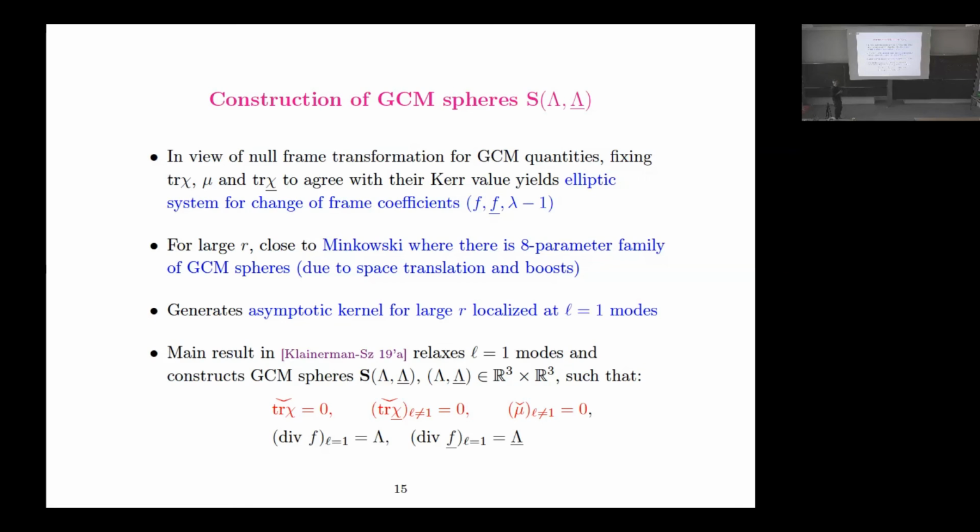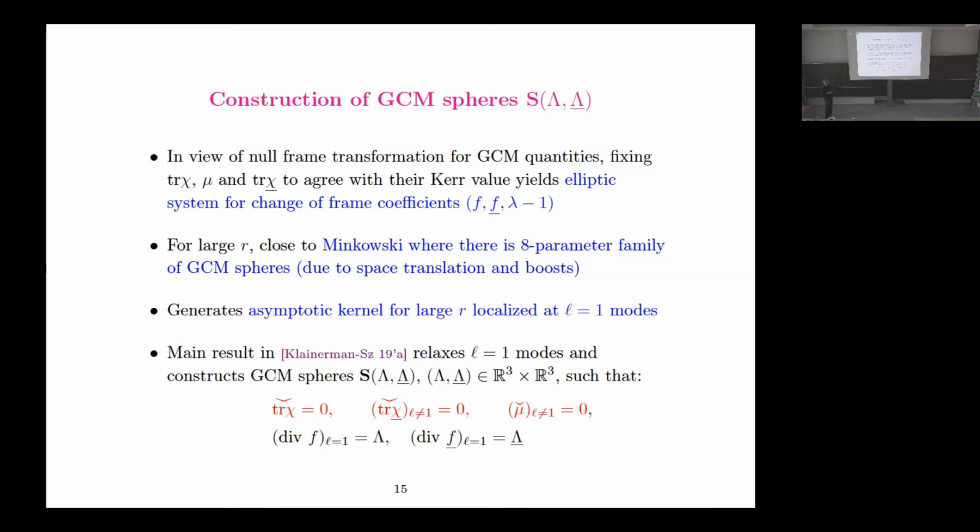In other words, for large r, I cannot invert my system correctly if I don't take this into account. So it turns out that because they are generated by translation and boost, the kernel for Minkowski would live at the L equal 1 modes of the divergence of F and F bar. And that's the correct counting, because here I mean the analog of spherical harmonics at L equal 1. So you have 3 for the translations and 3 for the boosts.